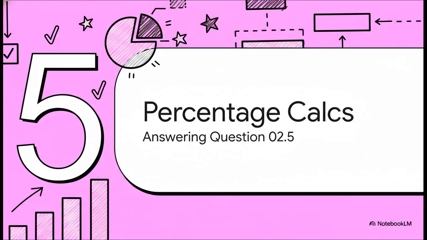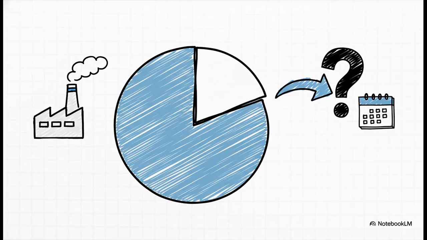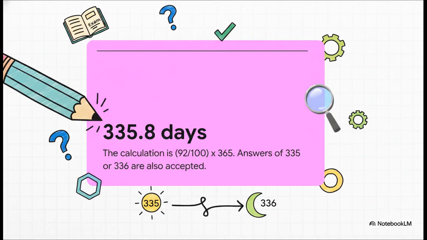We're on the home stretch now. For the last part of this question, we've got a nice, clean 2-mark percentage calculation. Let's see how those 2 marks are actually awarded. The task is pretty simple. What's 92% of a year? Now, the first mark is for showing how you're going to do the calculation, and the second one, of course, is for getting the right answer. And check this out. This is another great little exam secret. The exact answer is 335.8. But notice what the mark scheme says. It says they'll also accept 335 or 336. They know people might round to the nearest whole number, and that's perfectly fine. That's a real confidence booster, isn't it?